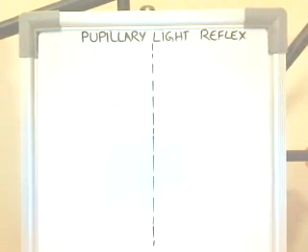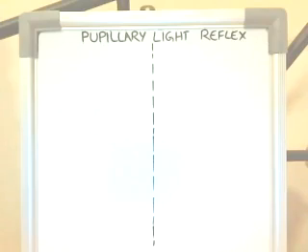Hello students, this video is about the pupillary light reflex. As we have observed, whenever light is shown into one of the eyes, the response is pupillary constriction. So let us see the pathway by which the light source causes the constriction of the pupil.